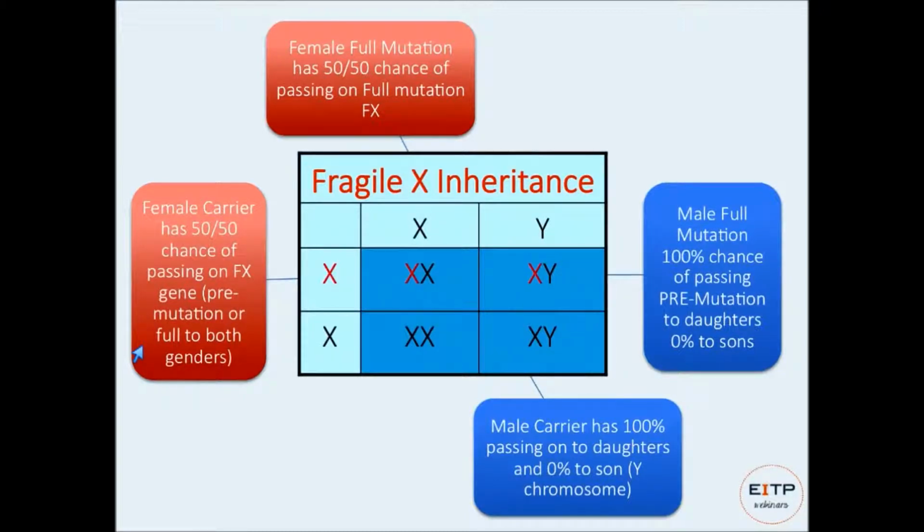Male full mutations would only pass on the premutation. I think this is really interesting. To their daughters, they would not pass on that full mutation if they happen to have children. Their sons would be unaffected, but their daughters would have the premutation. Premutation males can pass on that premutation 100% of the time to their daughters, but their sons would be unaffected.